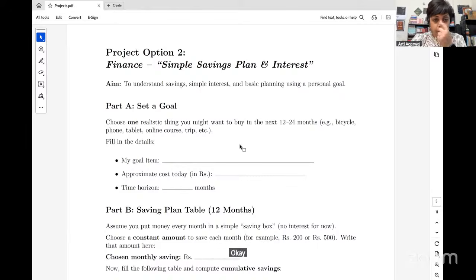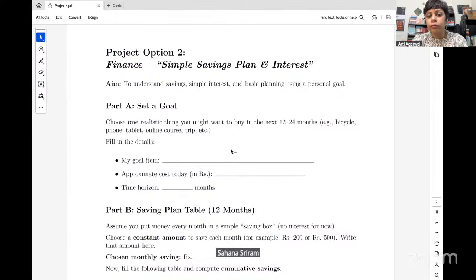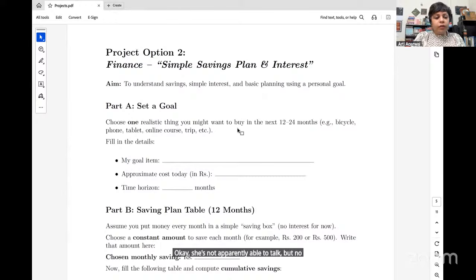Okay, somebody is asking, does it have to be handwritten or typed? Have you just joined the class? Sahana, Shriram. Are you here? I'm not seeing her here. You can unmute yourself if you're able to talk. Okay, she's apparently not able to talk, but no, you can do it in whichever way you want.